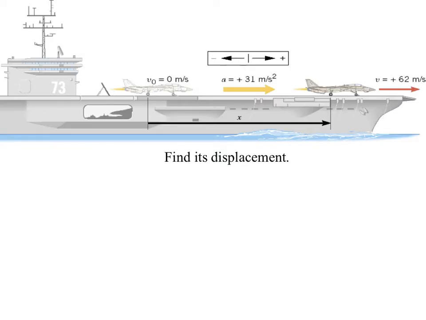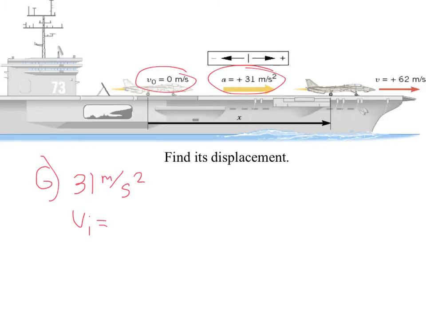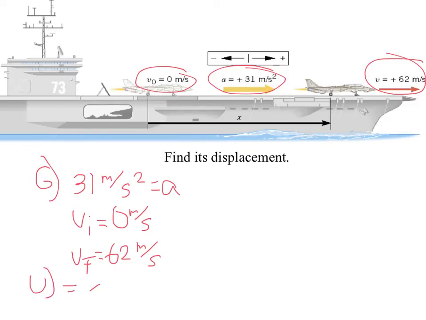What if we tried another problem? In this case, our givens are acceleration is 31 meters per second squared. We have an initial velocity of 0, right? Meters per second. Sorry, this is our acceleration up here. We have a final velocity, it looks like, of 62 meters per second. Do we have any other information? Nope, but we do want to find displacement. So the question is, my unknown, my displacement.